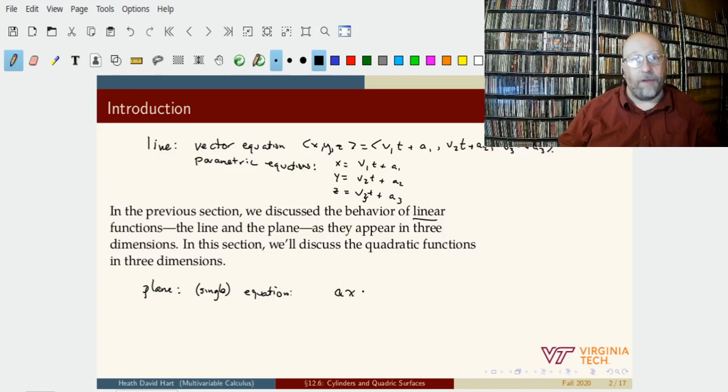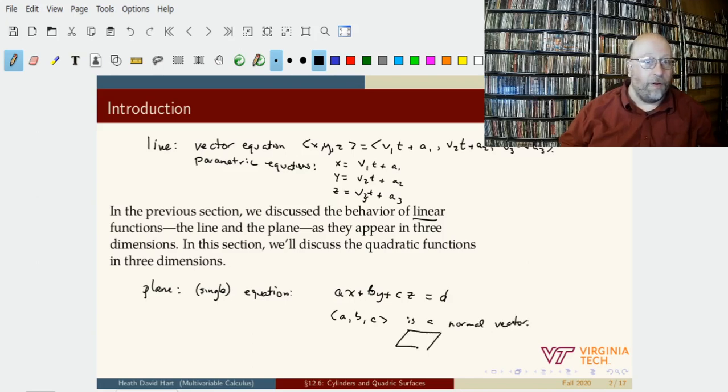Some number times x plus some number times y plus some number times z equals a constant, where a, b, c is a normal vector, and a normal vector is one which is orthogonal to the plane.